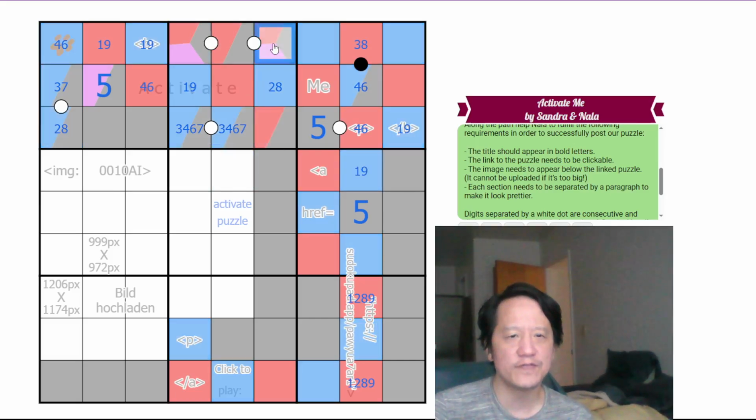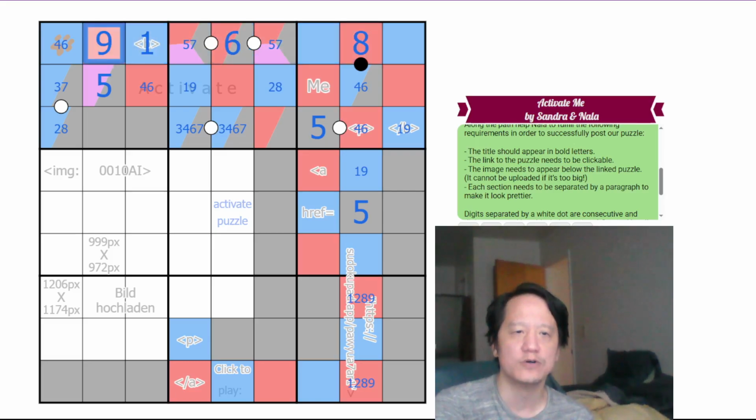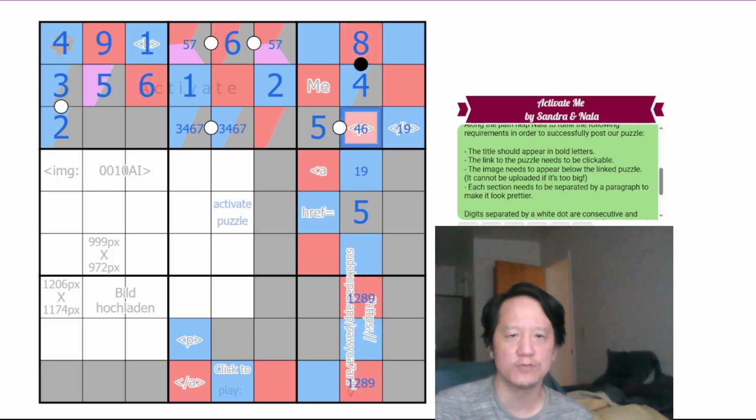So this has to be 5 with 4, 5, 6, and 7 here. So we have 5 and 7 here, 5 and 7 here, and this is 6. That makes this 8 here. This is 9. That's 1, 4. This is 3 and 2. That leaves this as 6, 1, 2. This is 8 and 4 then, which makes this 6 and 1 here.